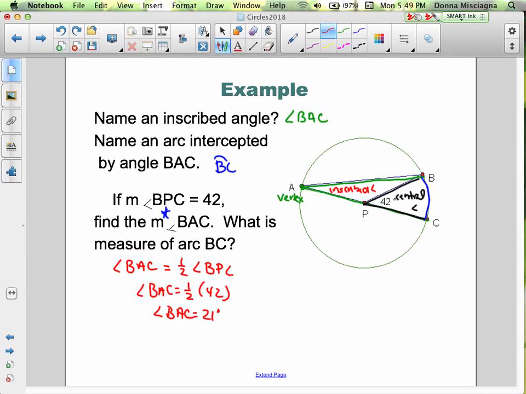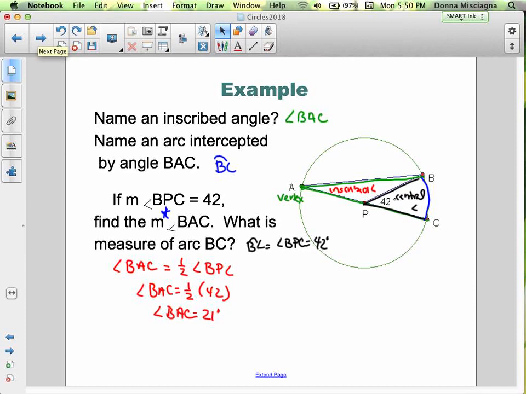And what's the measure of arc BC? Well, we know that central angles equal their arc, so we won't have to show any work really on this one. So arc BC is the same measure as angle BPC. So that's 42 degrees. Right? And so this one is done.